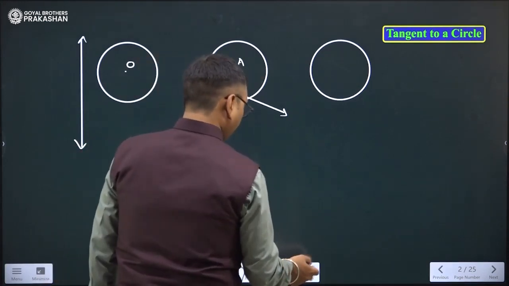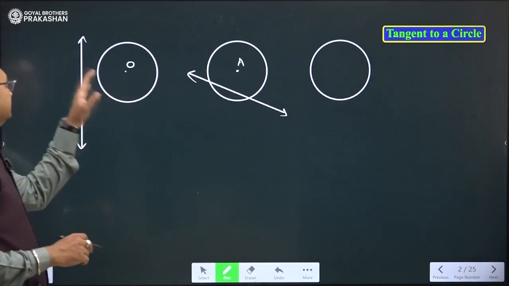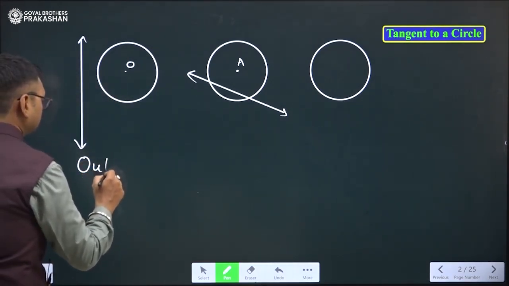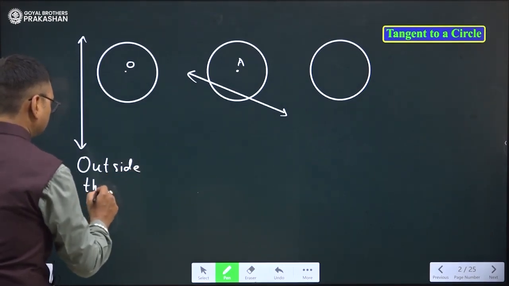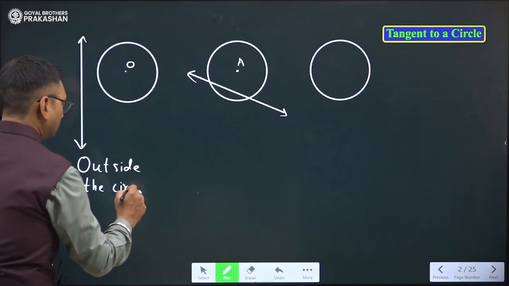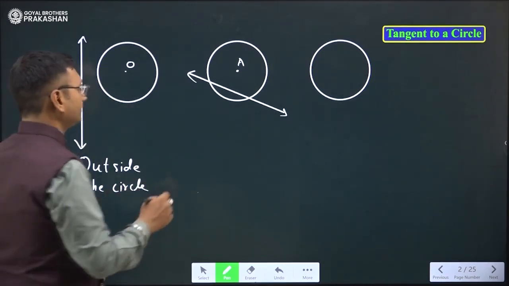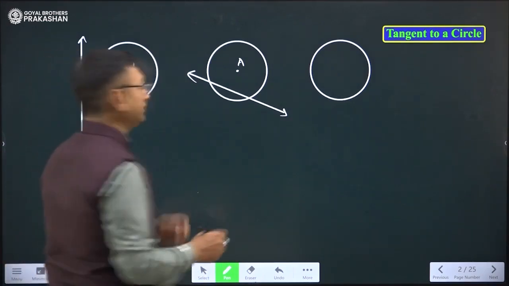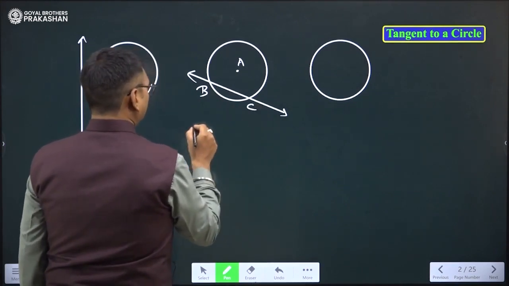And we have one more case. We'll come to that case. First of all, this line segment is outside this circle. It means it is not intersecting the given circle anywhere. This line segment is intersecting the given circle at 2 points. Let's say this point is B and this point is C.